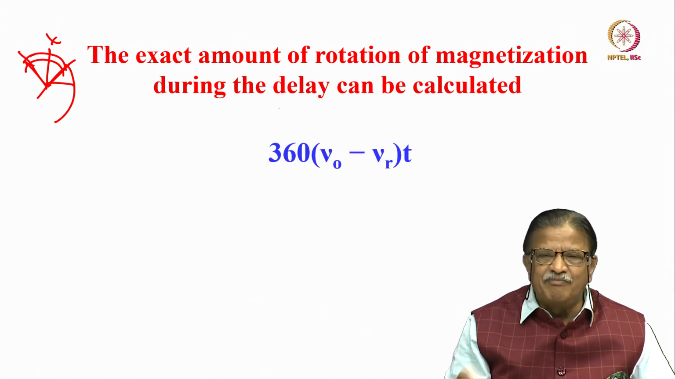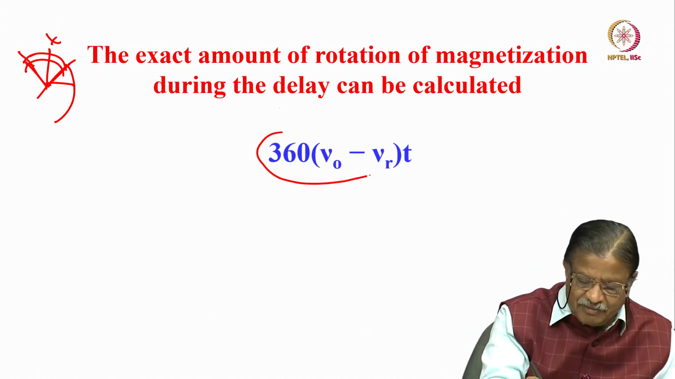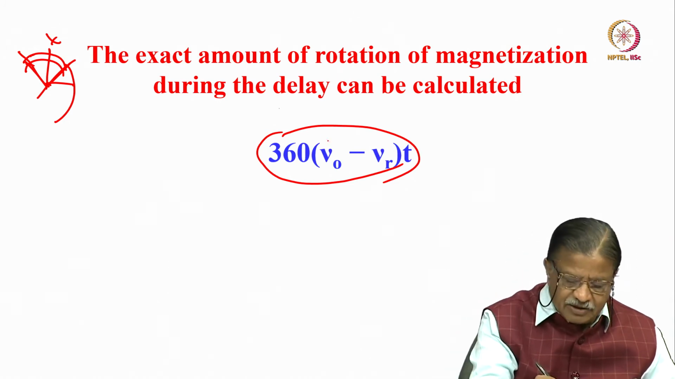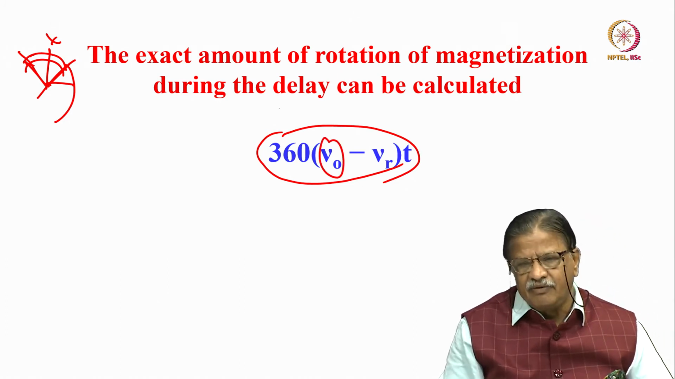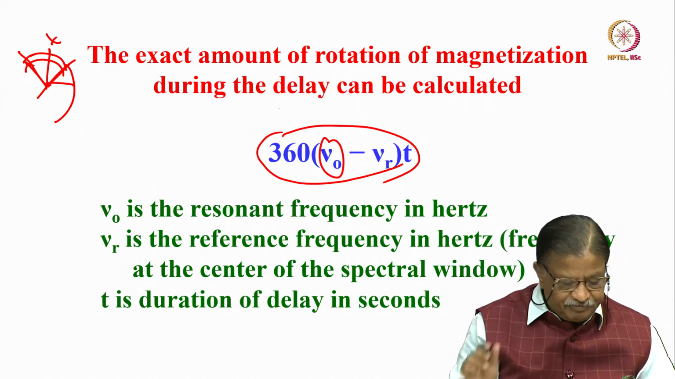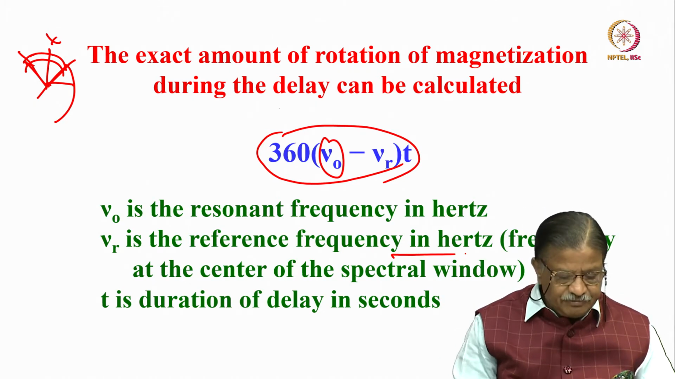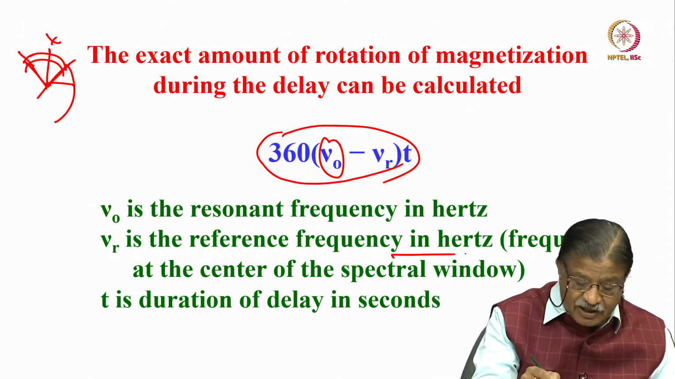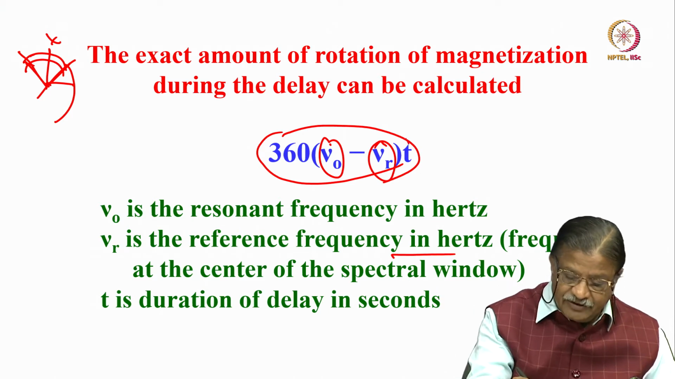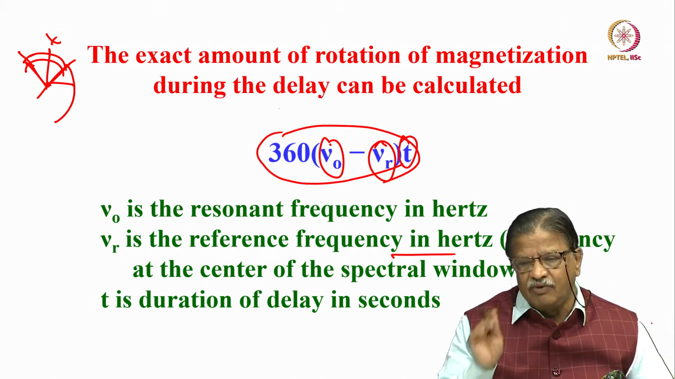This is given by a simple formula: 360 times (nu naught minus nu r) times t. Nu naught is the resonance frequency of the signal, nu r is the reference frequency, and t is the duration. This is what you have to understand.